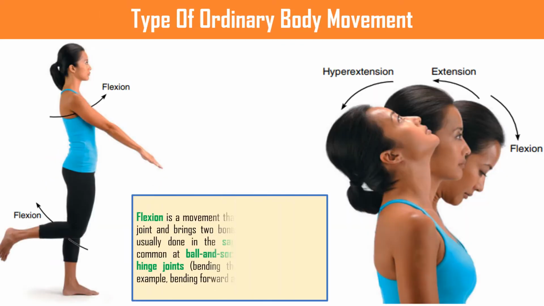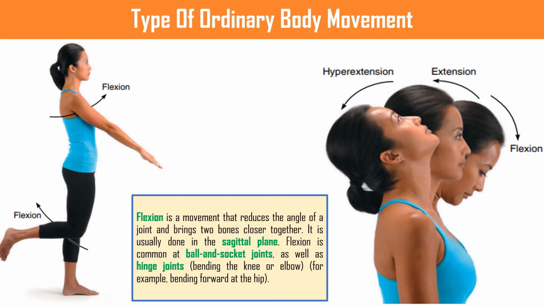Next, types of ordinary body movement. First one is flexion. Flexion is a movement that reduces the angle of a joint and brings two bones closer together. It is usually done in the sagittal plane. Flexion is common at ball and socket joints as well as hinge joints. Bending the knee or elbow, for example, or bending forward at the hip, are all examples of flexion.